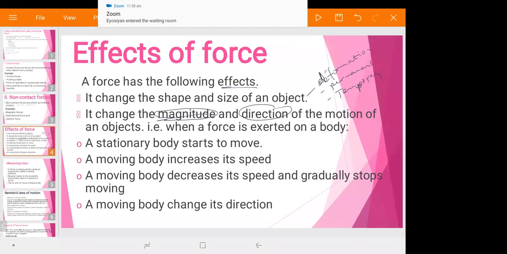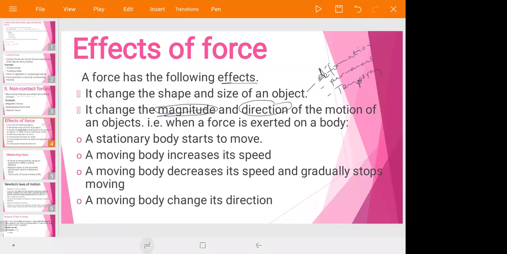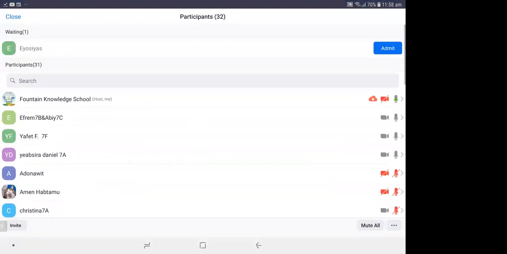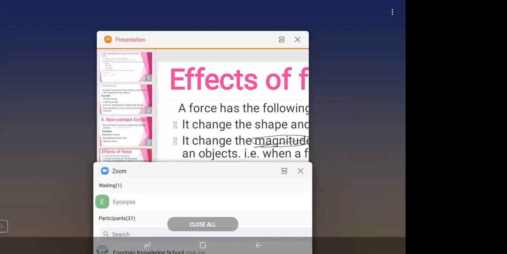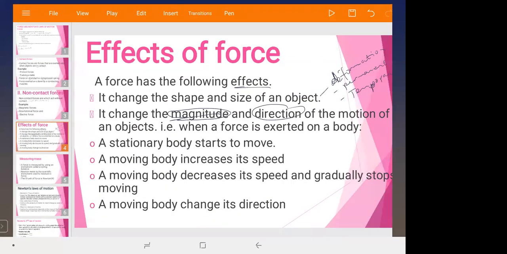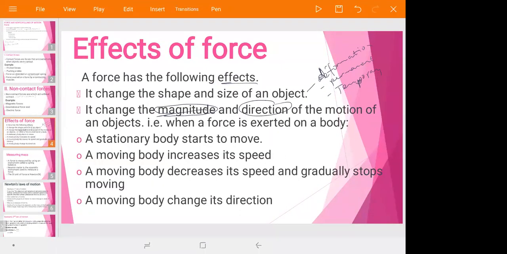The other one is measuring force. The device we use to measure force is the spring balance. Okay, spring balance. What about the instrument we use to measure mass? Do you remember? A beam balance. Beam balance and spring balance are different. They are not the same, okay?